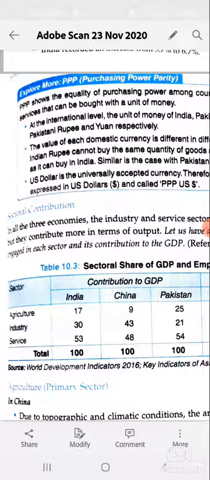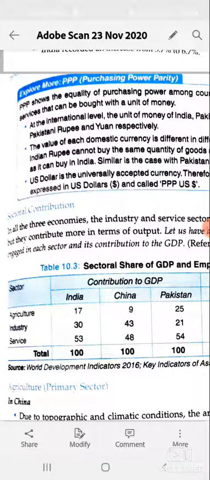Now, India: the agriculture sector gives only 17%, the industry sector gives 30%, and the service sector 53%. China: the agriculture sector gives 9% only, 43% is given by industry, the secondary sector, sorry, and 48% is given by the tertiary sector.